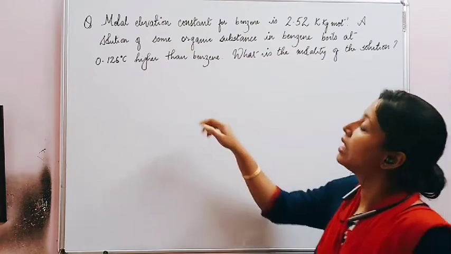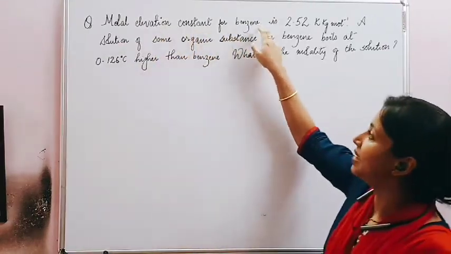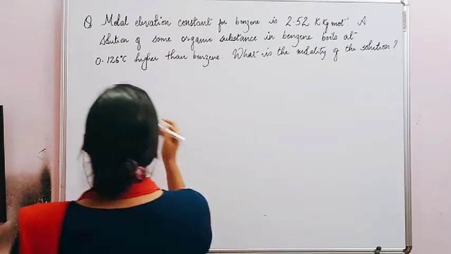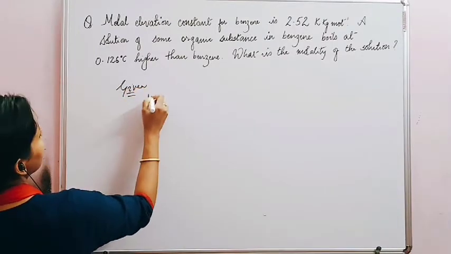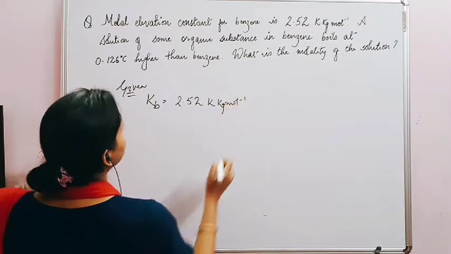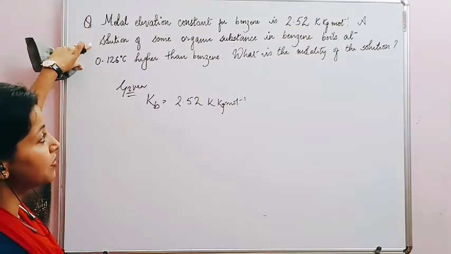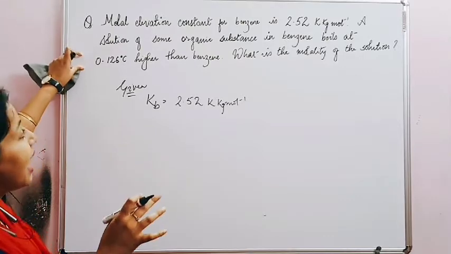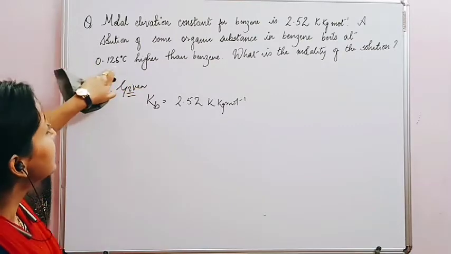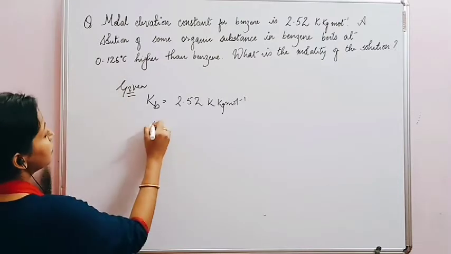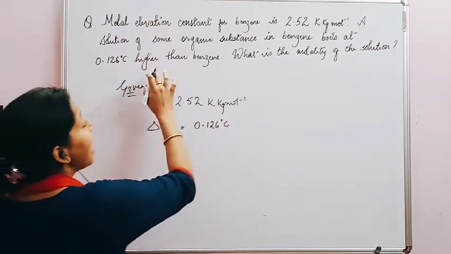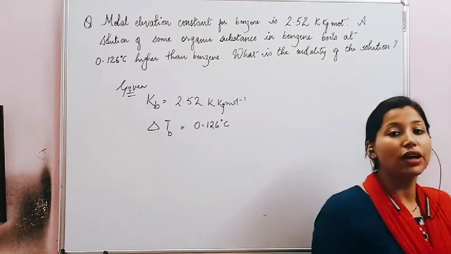Let's read the question. Molal elevation constant for benzene is 2.52 Kelvin kg per mole. Molal elevation constant, so let me write it down. That is Kb is equal to 2.52 Kelvin kg per mole. A solution of some organic substance in benzene boils at 0.126 degree higher. That means this is delta Tb that is given to you. So delta Tb is equal to 0.126 degree Celsius higher than benzene. What is the molality of the solution?